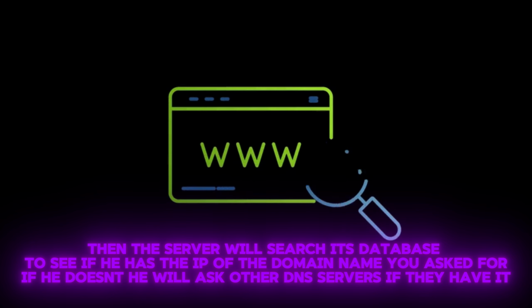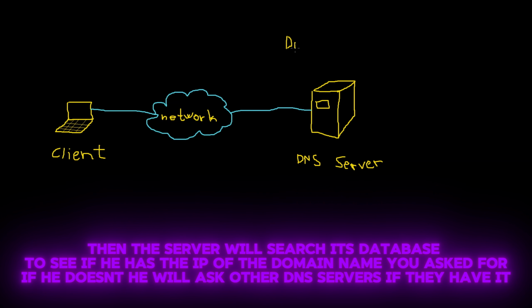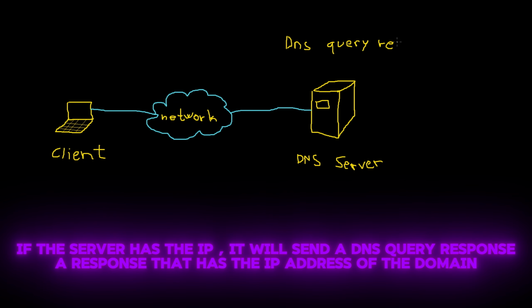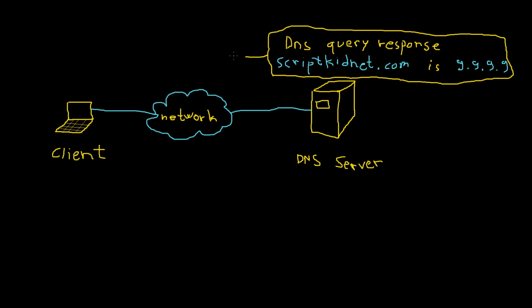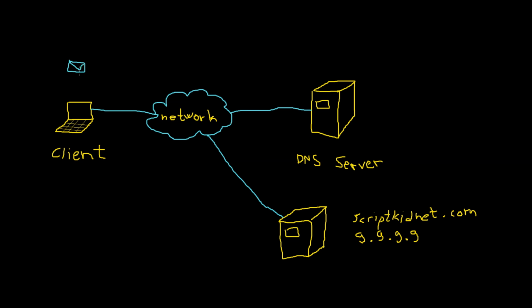If it doesn't, it will ask other DNS servers if they have it. If the server has the IP, it will send a DNS query response, a response that has the IP address of the domain. Now that the computer got the address, it will use it to send a request to the web server. We will talk about this later in the video.